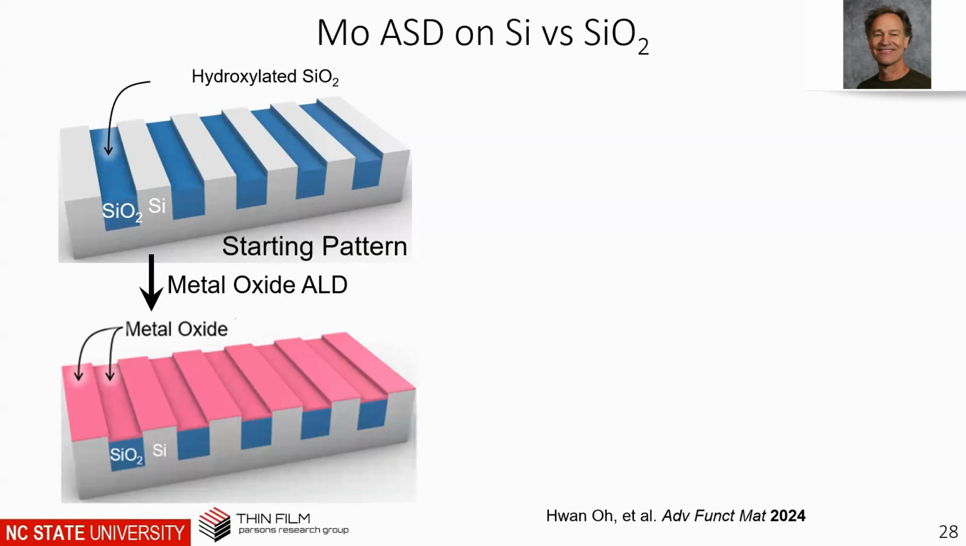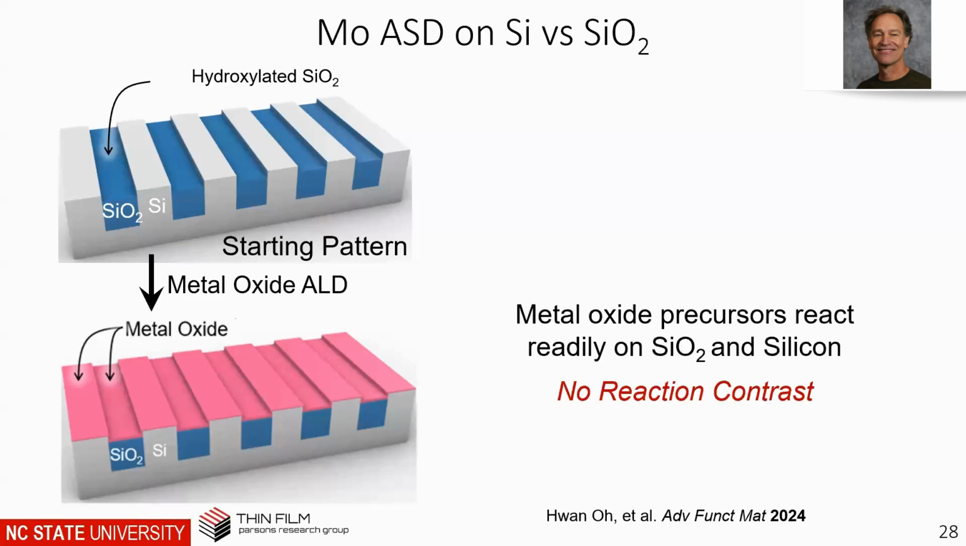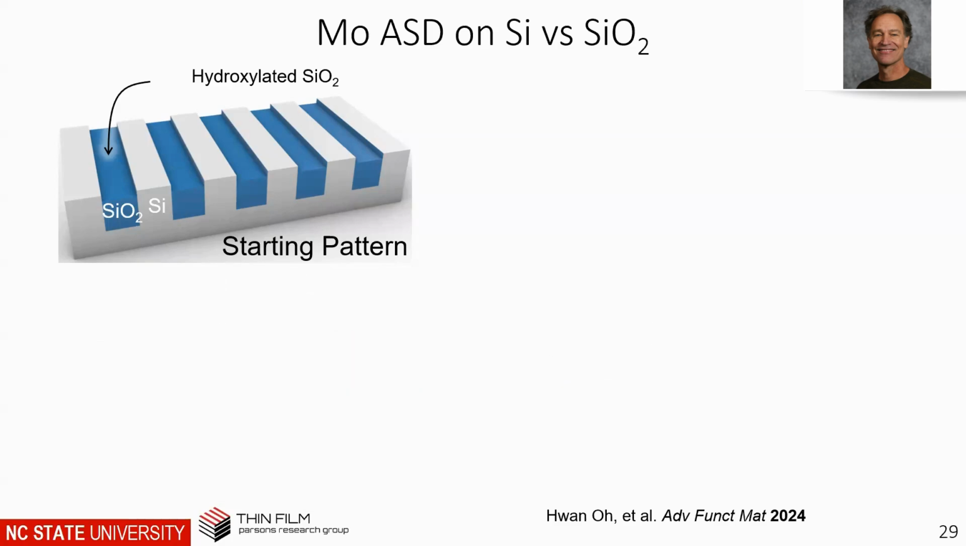It's non-reactive, or not very reactive, but partially reactive. When we do a metal oxide, and if we do enough metal oxide, we see growth everywhere. So this is what we call a non-selective process. That means for the metal oxides there's no reaction contrast or limited reaction contrast. We want to add some contrast. We want there to be contrast.